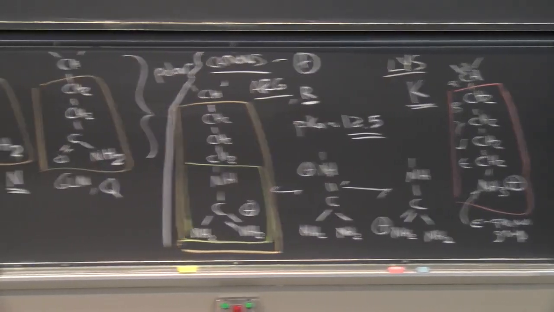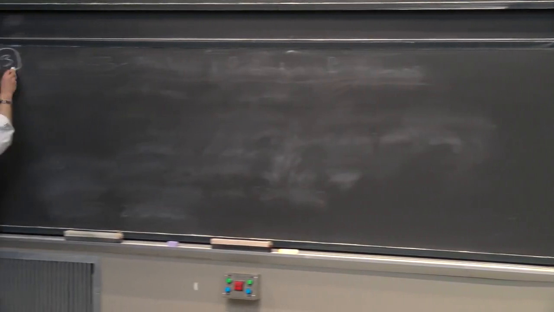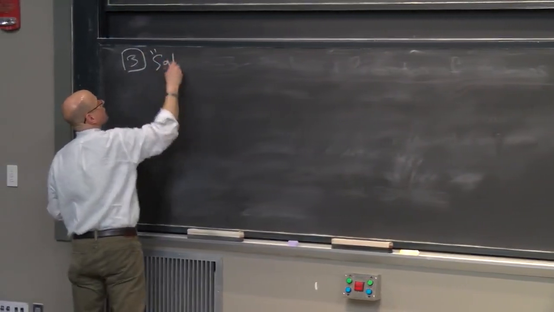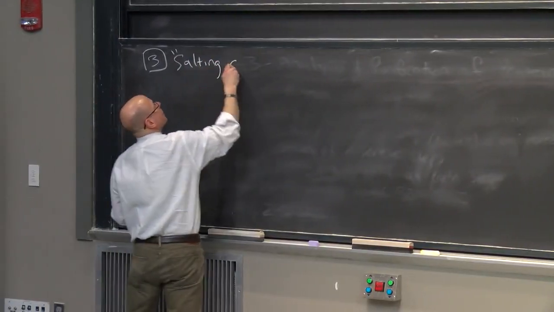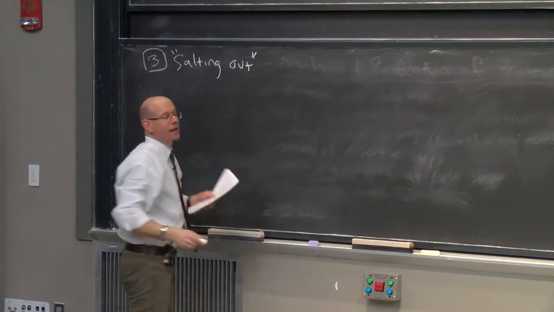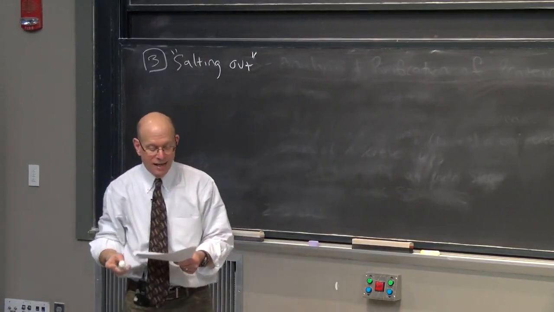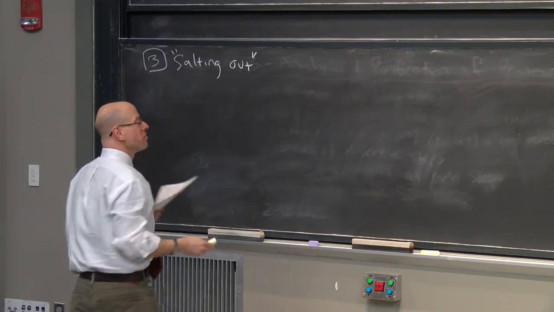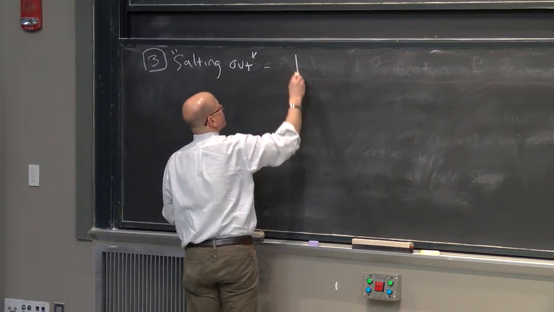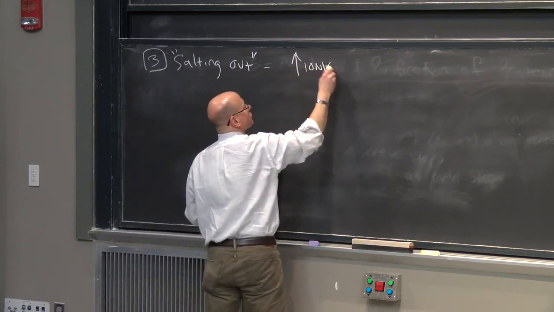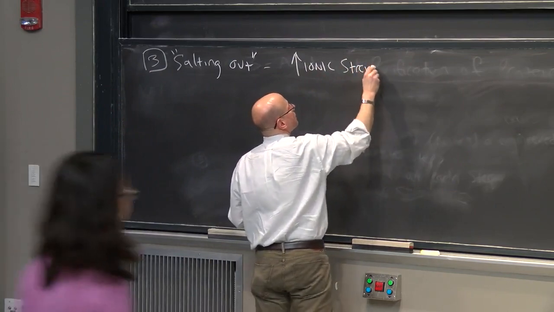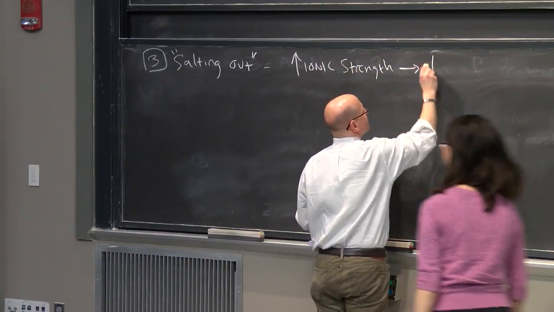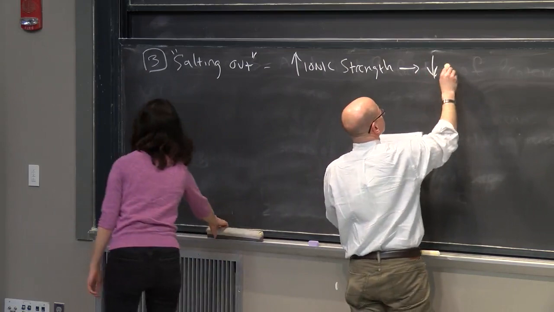One thing I can use is differences in solubility. And that technique is what we call salting out. I'm going to make use of the fact that in certain salts, certain ionic conditions, I can make proteins more or less soluble. So the idea here is that as I increase the ionic strength of my solution, I can decrease the solubility.